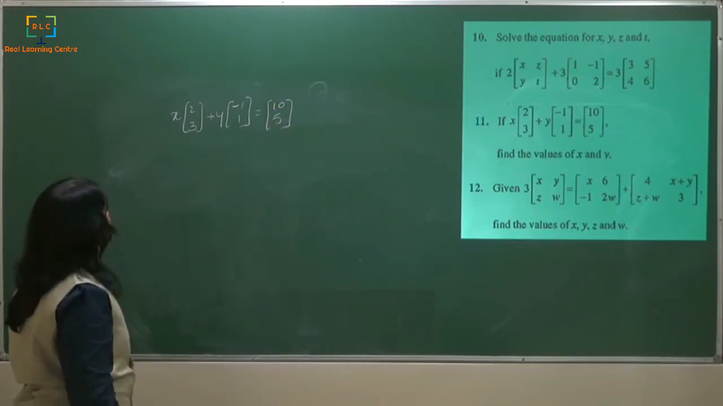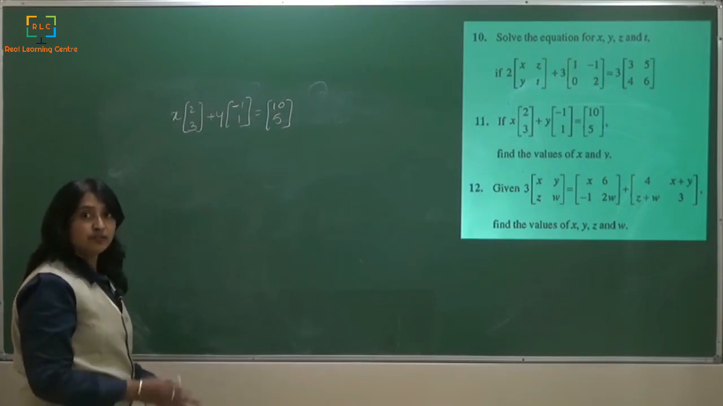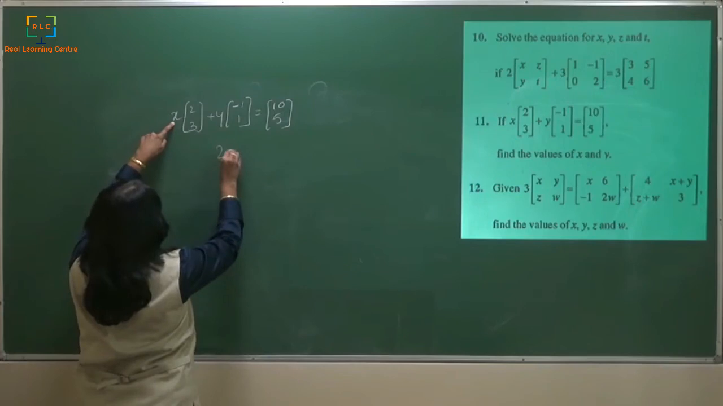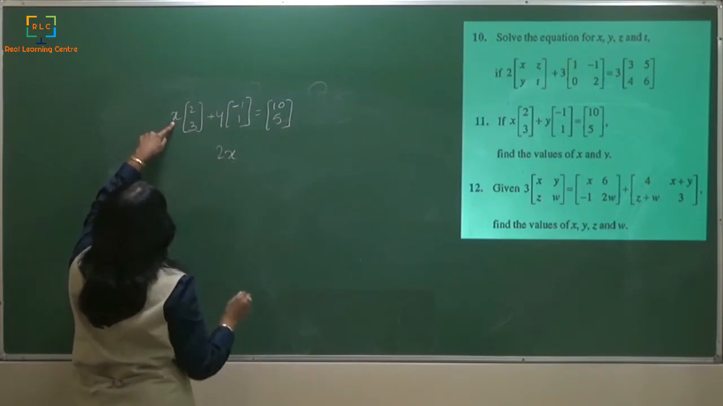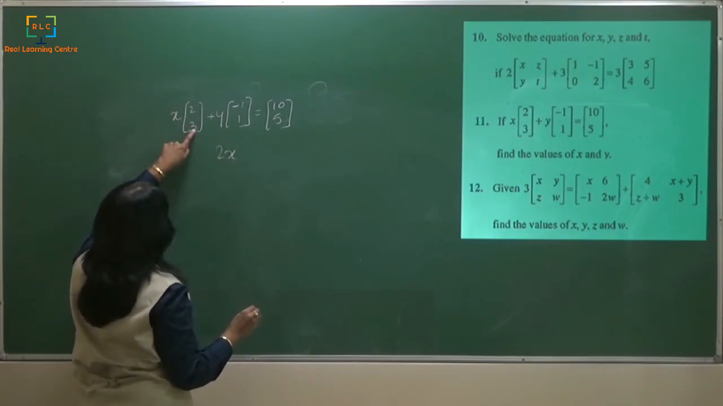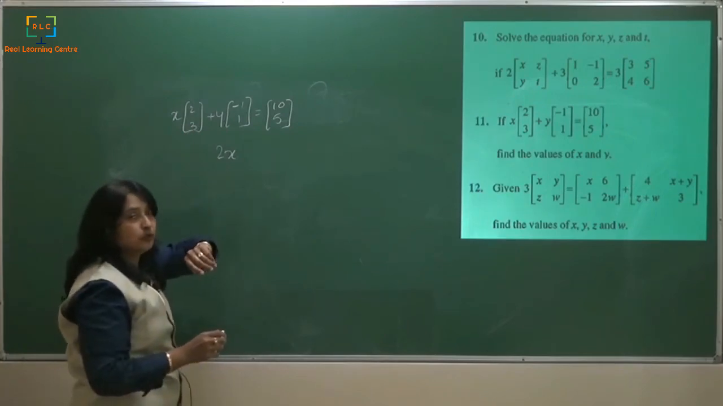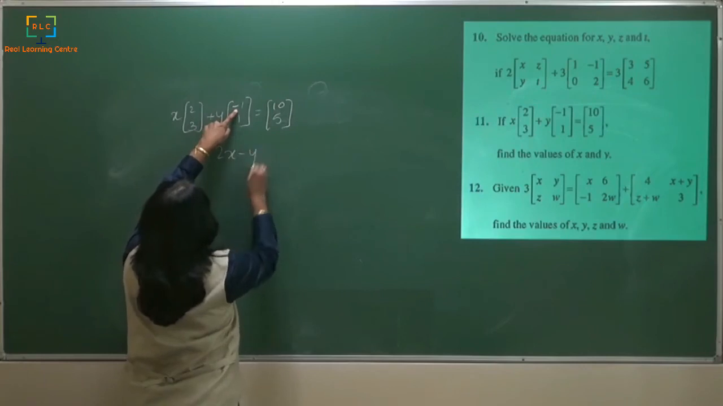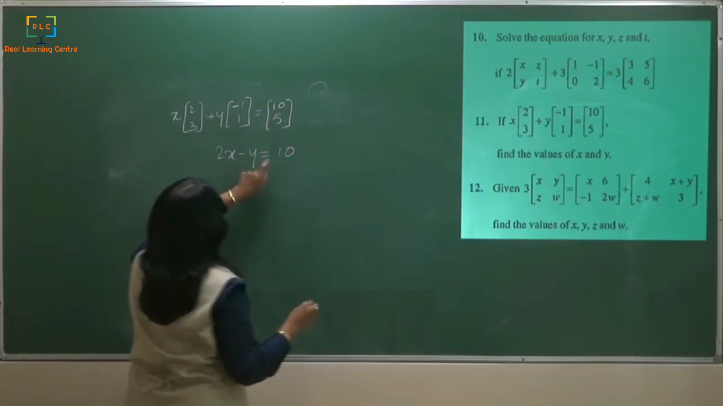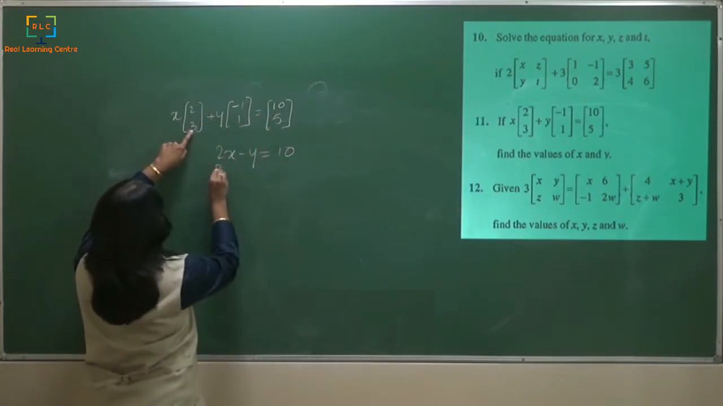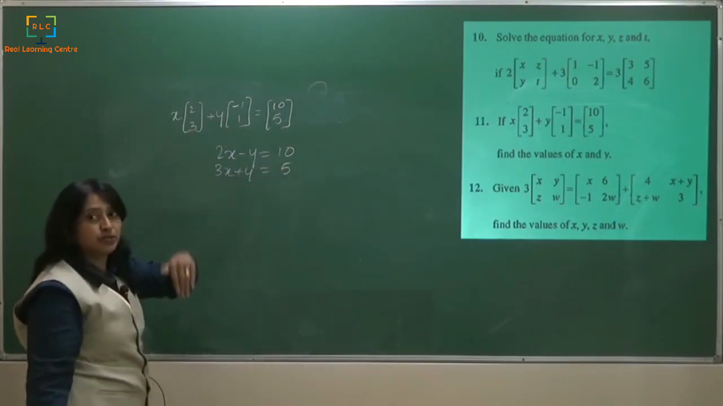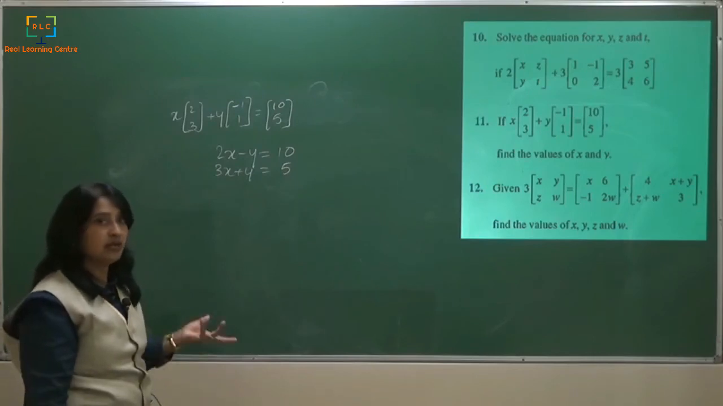So here I want the values of x and y, and you don't have the corresponding elements. See, I have 2x here, and when I multiply this with this element it will be 3x only. So I can't go further. 2x minus y is equal to 10. I got one equation. Next I'll take 3x plus y is equal to 5. So these two equations are solved simultaneously to get the x and y values.